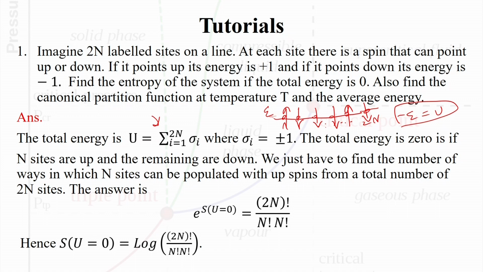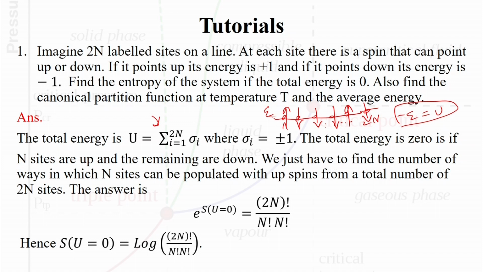So, the question is: find the entropy of the system if the total energy is 0, and also find the canonical partition function at temperature T and the average energy at that temperature. Okay, now let us think about the entropy of the system. If the total energy is 0, what is the entropy? We have to calculate the number of ways in which the total energy can be 0, which happens if there are as many sites with up spin as with down spin. The question is how many ways can you accomplish that?